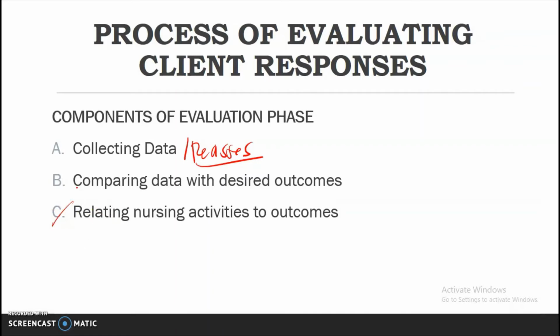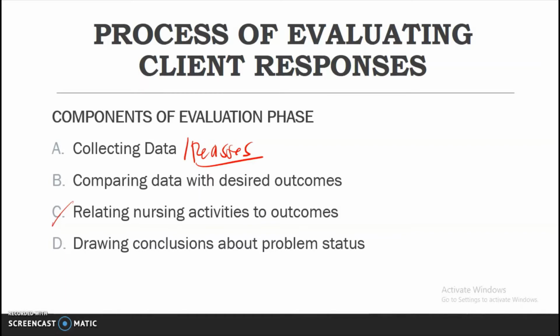Now, the fourth phase or the fourth step under your evaluation process is drawing conclusions about the problem status. So, when you try to relate now the activities that you perform, you will check, based on the actual data that you have collected, if you were able to successfully address the condition or not. If you're not, then based on that relationship, you will draw your conclusion if it's met or unmet. So, tatlong conclusions ang pwede natin ilagay.